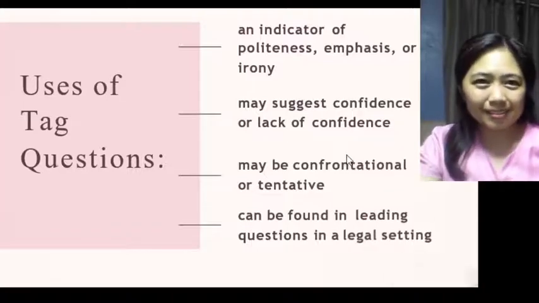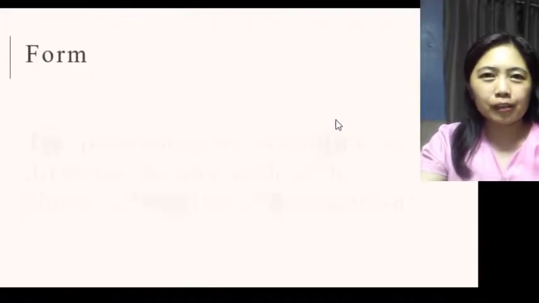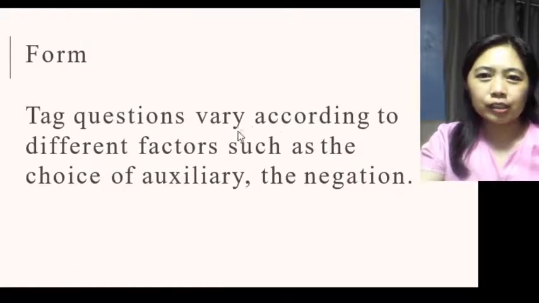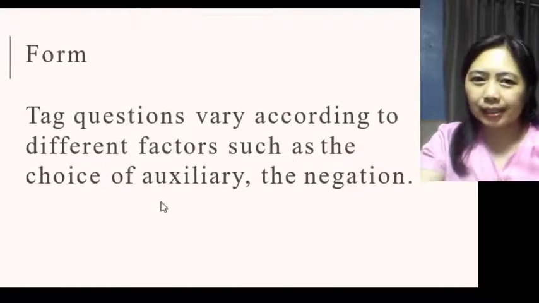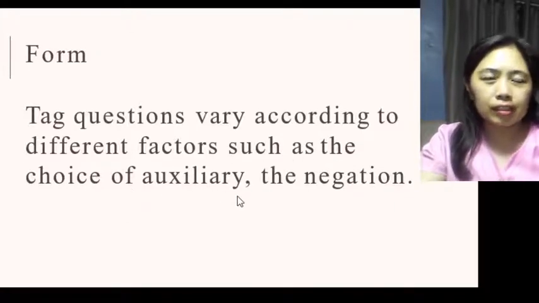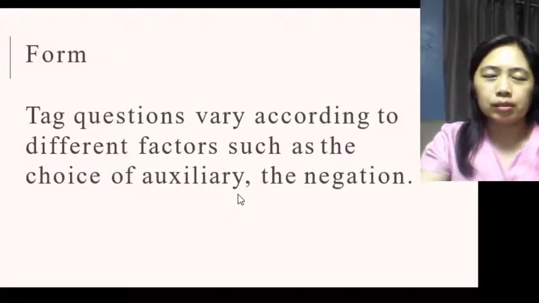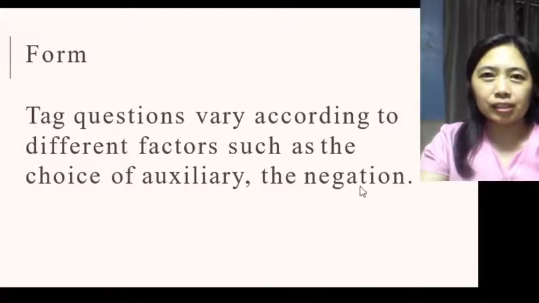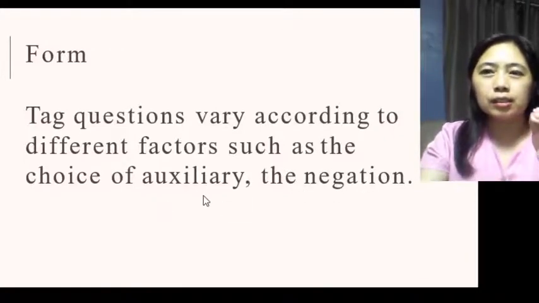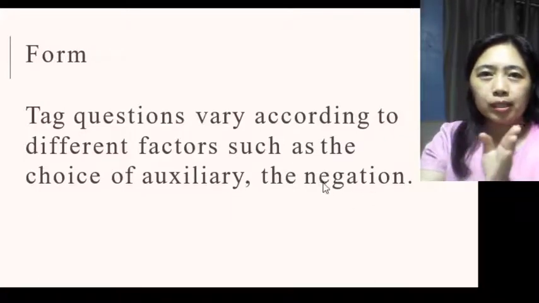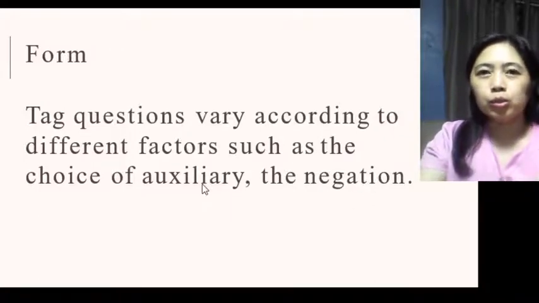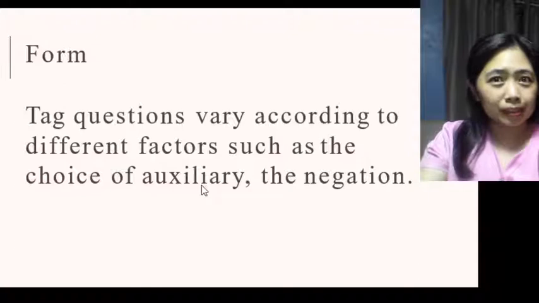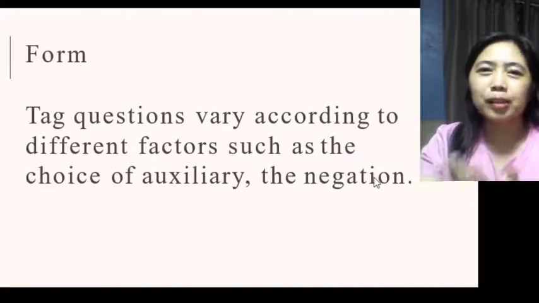Interrogating. Okay, we have the form of tag questions. It varies according to different factors, such as the choice of auxiliary: am, is, are, have, has, do, does, did. Those are examples of auxiliary that we can use in our tag question. And the negation: if the auxiliary used is in the positive form, then the tag question will be in a negative form. If the auxiliary used in your declarative statement is negative, then your tag question will be in the positive form.